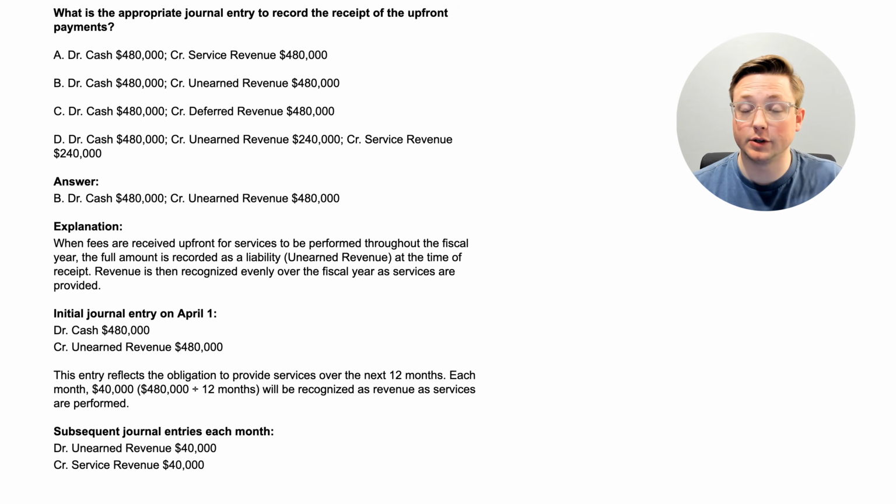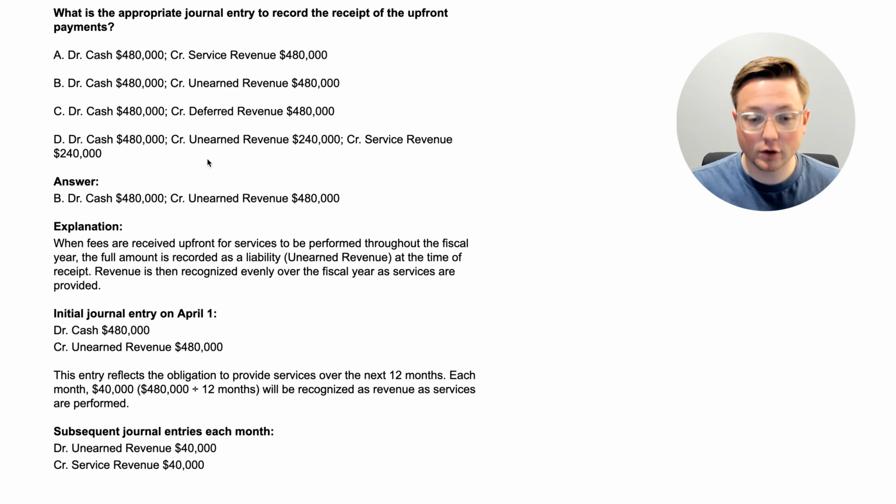Before we talk about the journal entries, remember, when you receive money for something you haven't actually performed the service for, you're just receiving the money up front and you still have the responsibility to actually perform the service that came along with receiving that money, it's unearned revenue. It's not actual revenue because you haven't actually performed the service to receive that revenue.